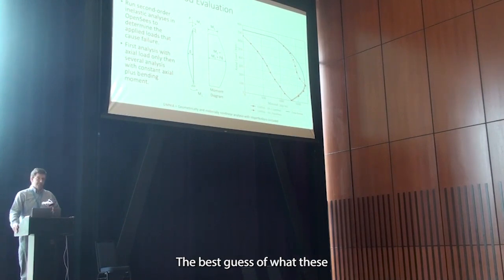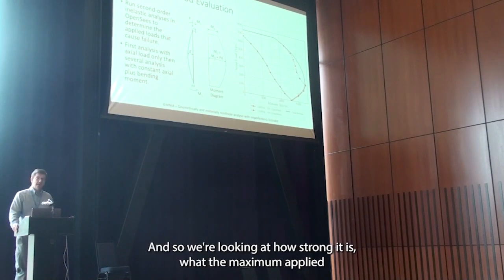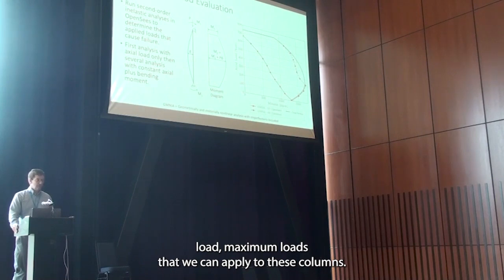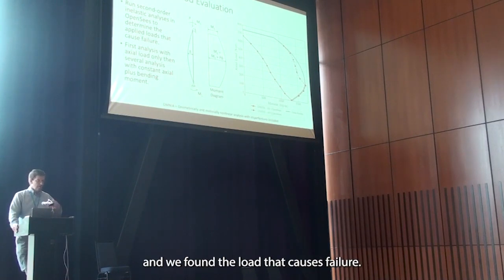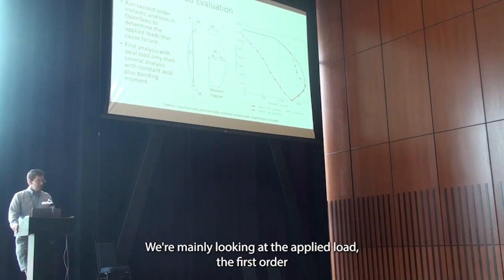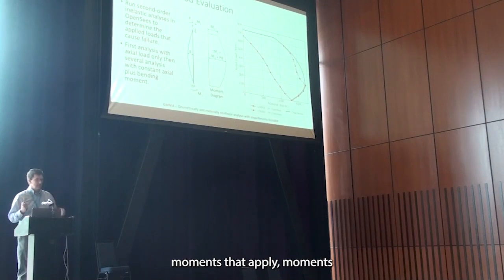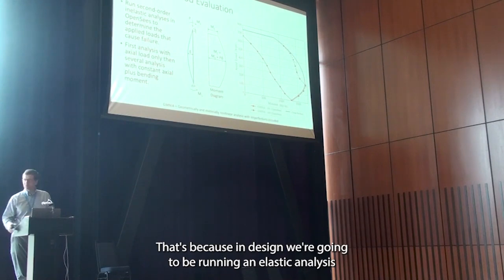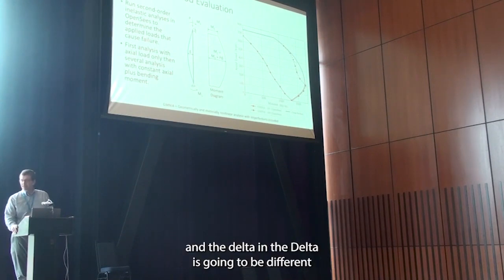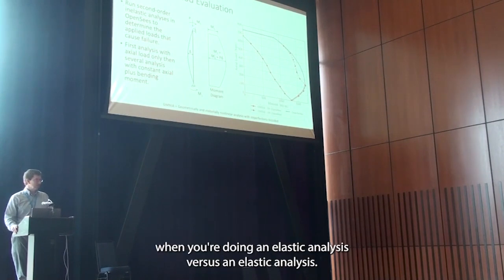these columns, each column instance we're looking at, how strong it is, what the maximum applied loads, maximum loads that we can apply to these columns. So we did that by running the second order inelastic analyses in OpenSeis, and we found the load that causes failure. We're mainly looking at the applied loads, the first order moments, the applied moments at the ends, M1 in this figure. That's because in design we're going to be running an elastic analysis, and the delta in the P delta is going to be different when you're doing an elastic analysis versus an inelastic analysis.